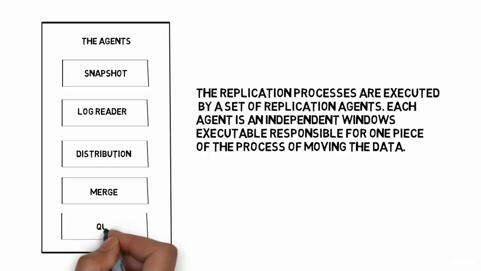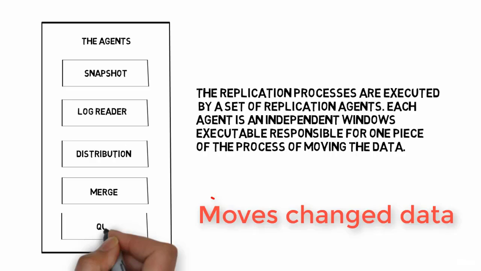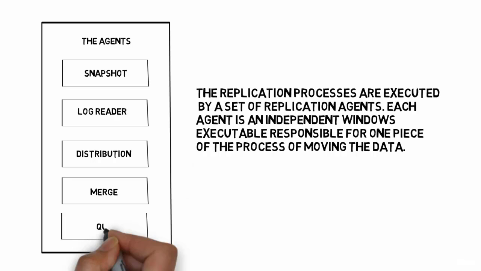We've got the log reader agent. It reads the transaction log of the publication database. It finds the changes to the published objects. Remember, these are the articles. It records those changes in the distribution database. Only transactional replication uses the log reader agent. We've got the distribution agent. This applies the changes recorded in the distribution database to the subscription database. As with the log reader agent, only transactional replication uses the distribution agent.